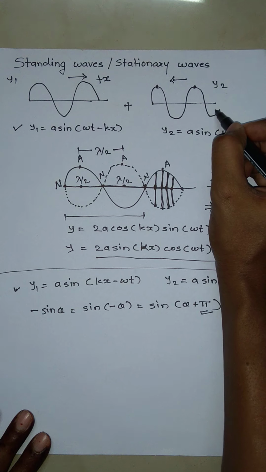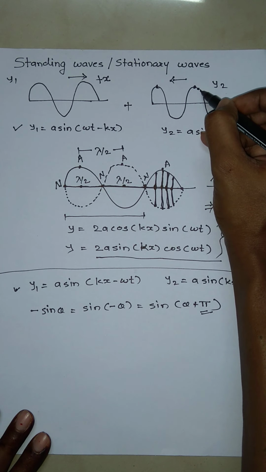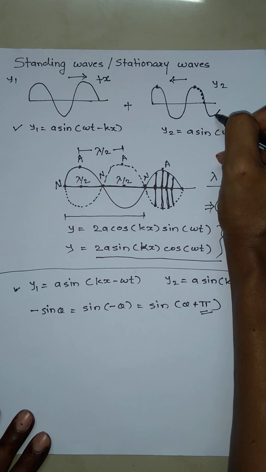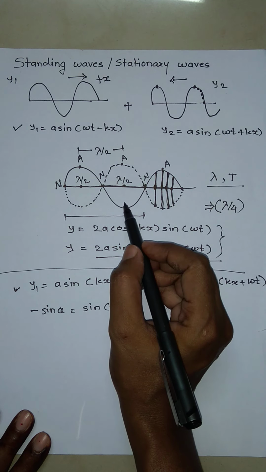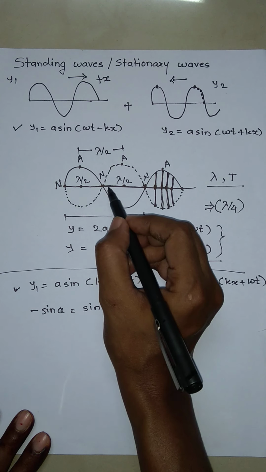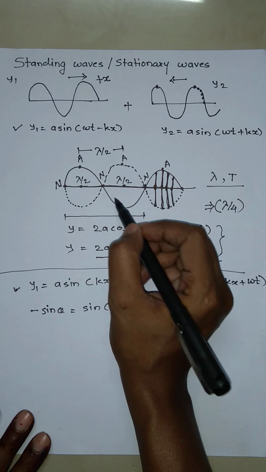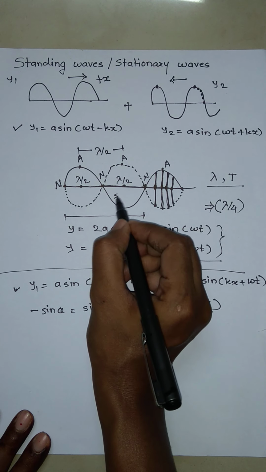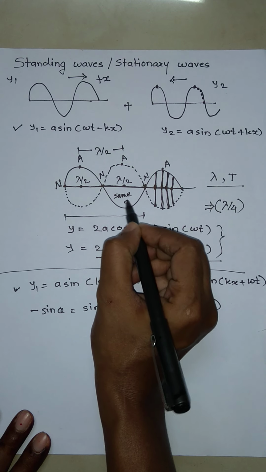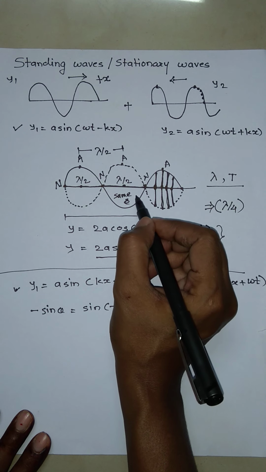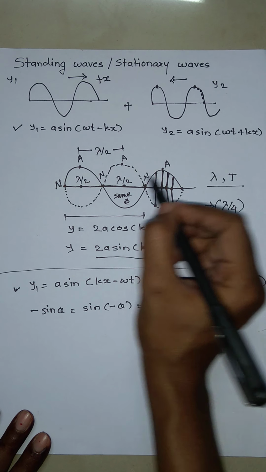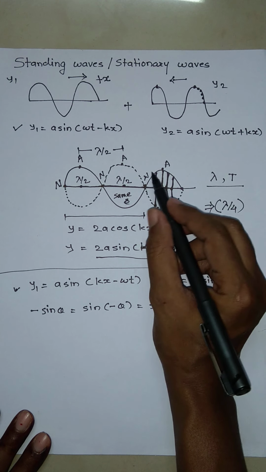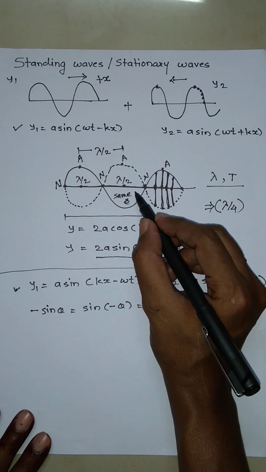In case of progressive wave, each neighboring particle is having different phase, whereas in case of standing wave, all particles in a loop are having same phase. All particles in a loop are having same phase, whereas particles in successive loop are having phase exactly opposite to the previous loop.